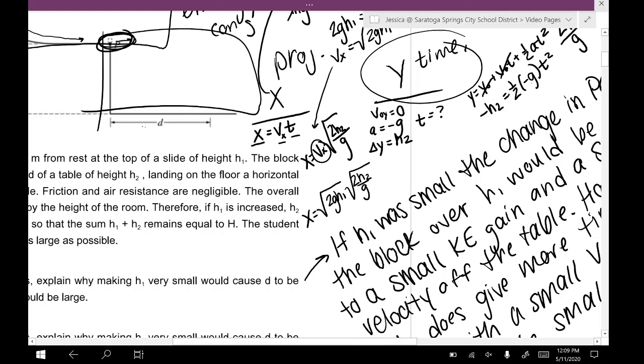Now, since these are both square roots, I can combine everything under one square root. So I have 2g h1 times 2 h2 over g. And that shows me that the g's cancel, and this becomes the square root of 4 h1 h2. Now, you might be thinking that looks weird, but let's think units-wise. h1 and h2 both have units of meters. So that means under the square root, we have a meter squared. Well, the square root of a meter squared is a meter, which is this horizontal distance.